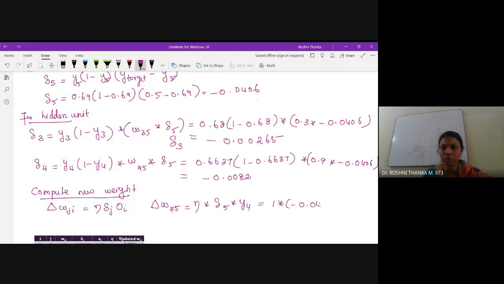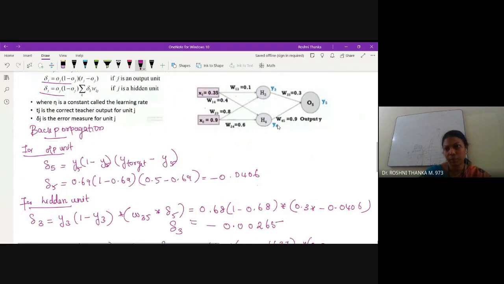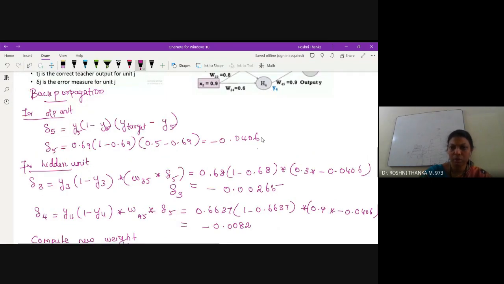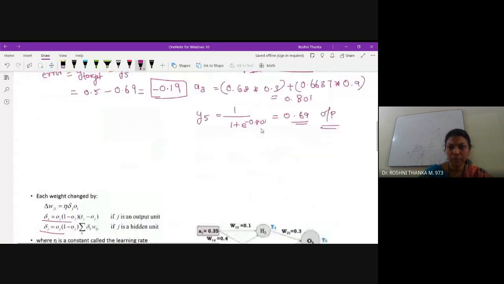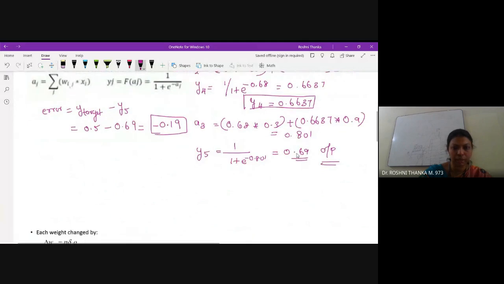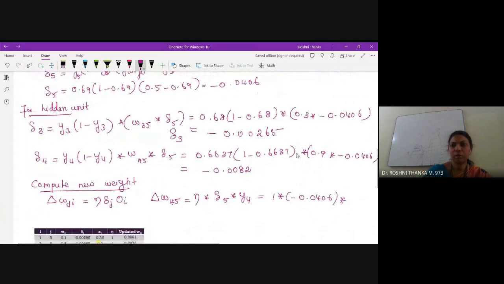Minus 0.0406 into y, the output of this particular node, because this weight only we are calculating. So we took the error from there and the output from there. So that is y4. What is y4? It is 0.6637. So when you calculate it, you will get a value of minus 0.0269. So this is the value which you will get for delta of W45.